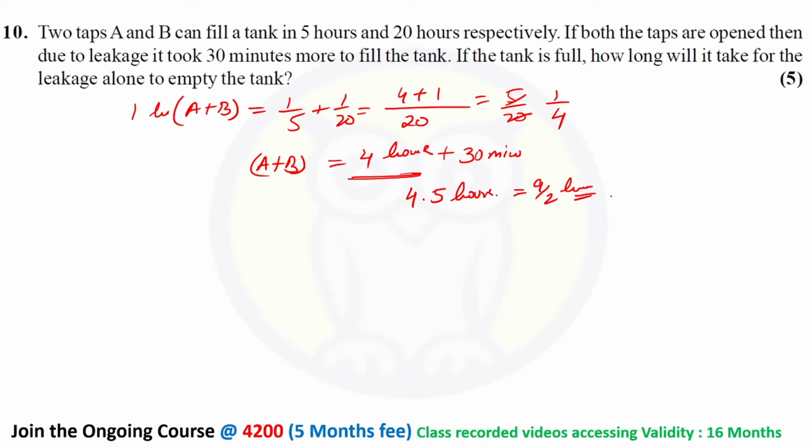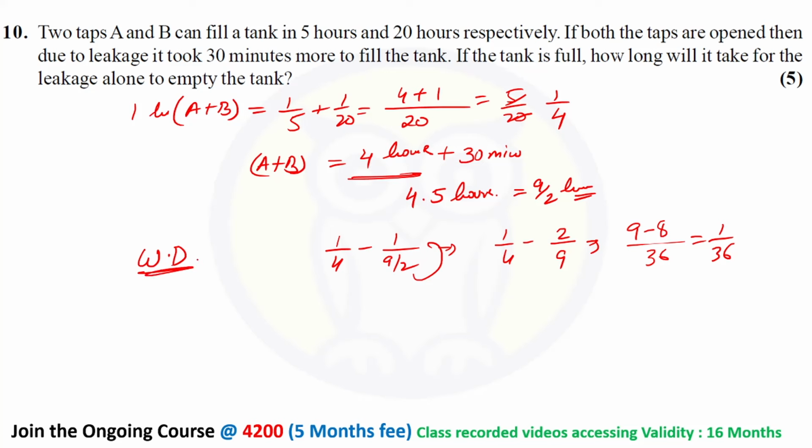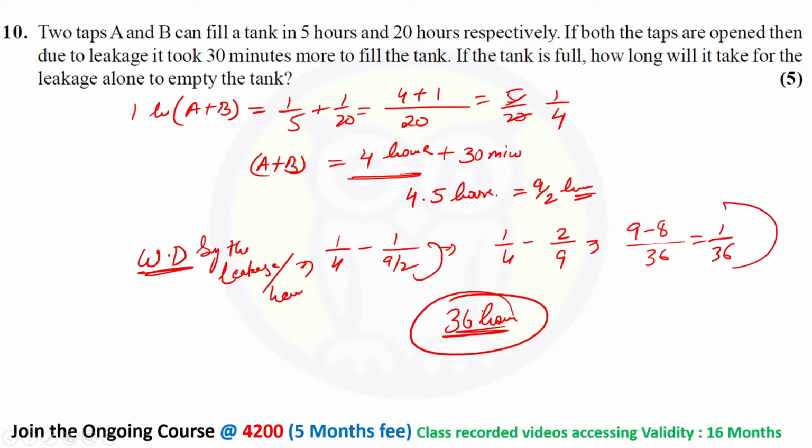Okay, now the leakage empties the tank while A and B fill it. So 9 by 2 hours, and 1 by 4 minus 2 by 9 gives 1 by 36. It means the work done by the leakage per hour is 1 by 36. So the leakage alone takes the reciprocal, 36 hours. So 36 hours is the correct answer.